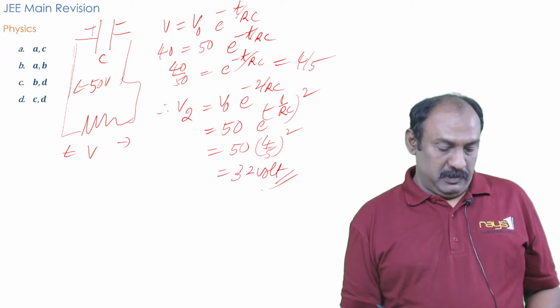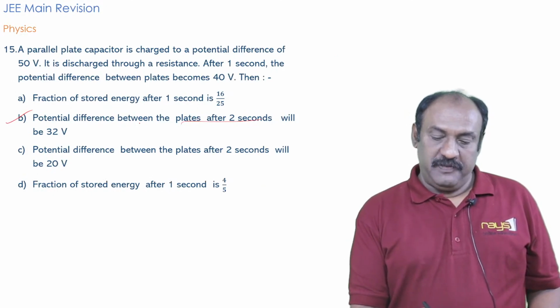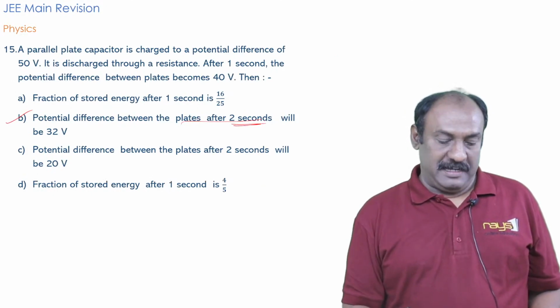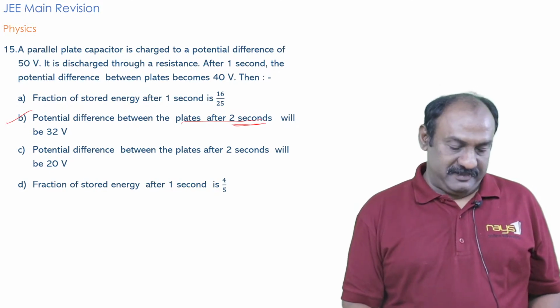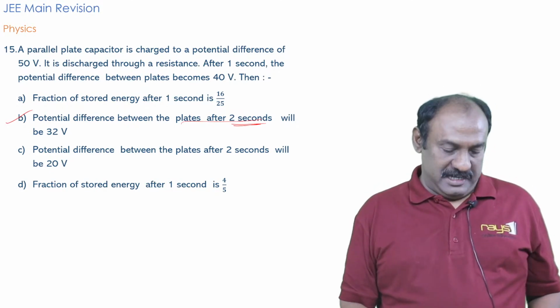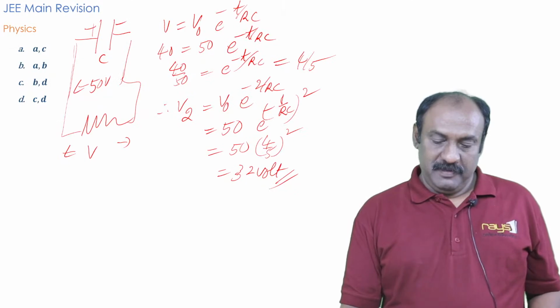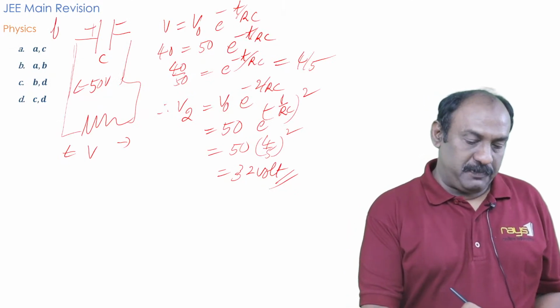So, potential difference between the plates of the capacitor after 2 seconds is 32 volts. So, second option is correct. Simply have to check the options. Okay. So, answer is 32 volts, second option B.